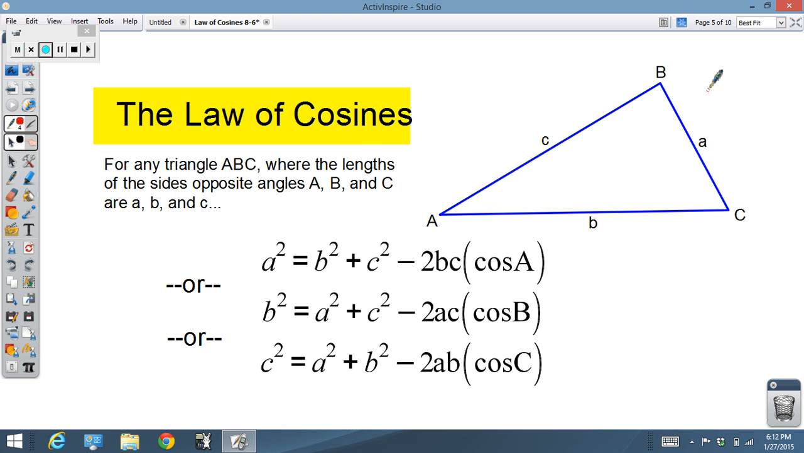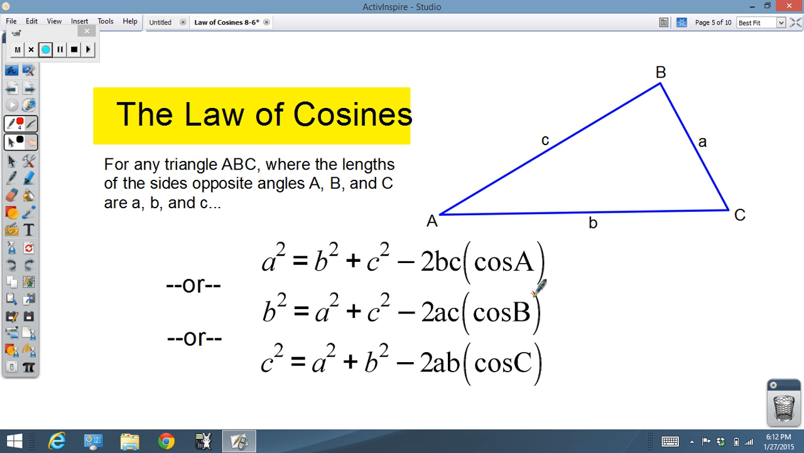We could also think about it as b squared equals a squared plus c squared, again, the two sides that are not included, minus 2ac times the cosine of B. Or c squared equals a squared plus b squared, the other two sides, minus 2ab times the cosine of C. Okay, so there are the three patterns using the letters a, b, and c.